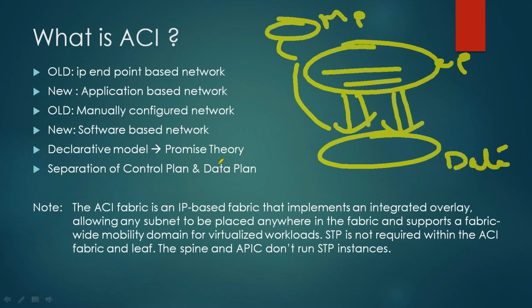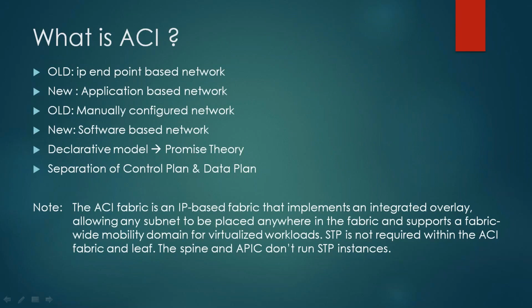It's like that. Now here you can see that the ACI fabric is an IP-based fabric that implements an integrated overlay, that we have discussed, that we have underlay and overlay, allowing any subnet to be placed anywhere. That's the true power, that now we are not fixed with the network, we have mobility inside the network. That means any subnet can be placed anywhere in the fabric, and it supports fabric-wide mobility. So now you can see that we have a new capability for the subnets, that my subnets can move. So we have the mobility feature.